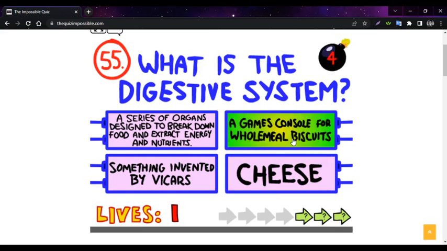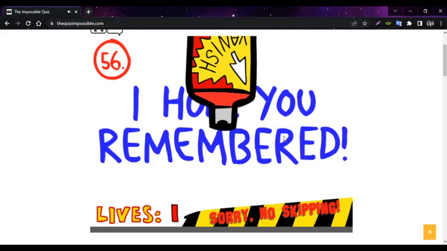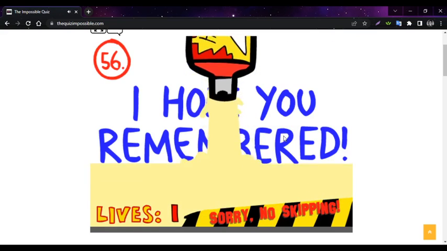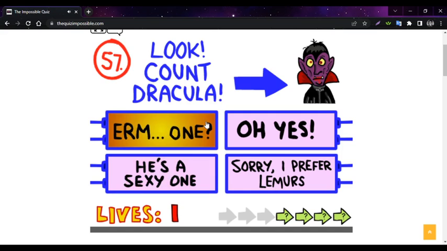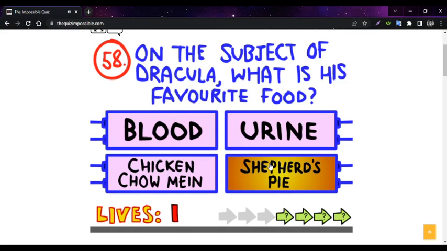Games, console for wholemeal biscuits. Yes. Hope you remember. Okay. Blue, yellow. Blue, red, blue, yellow. I think it's supposed to hide the thing, but who cares? Earn one. Ship is fire.